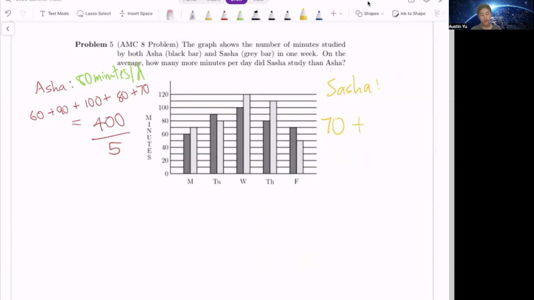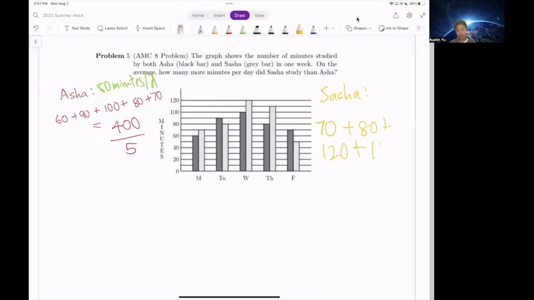For Tuesday, she did 80. For Wednesday, she did 120. And then for Thursday, she did 110. And for the last day, she only did 50. We can add all these together again. And finally, what we should get is 430 minutes accumulated study time. We can just divide 430 by 5, and this gives us 86 minutes per day.